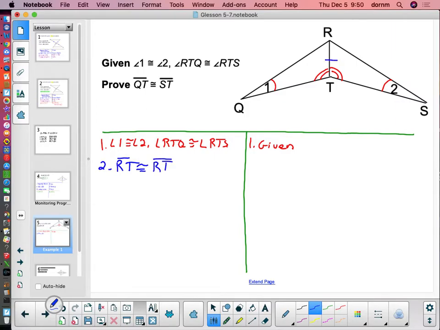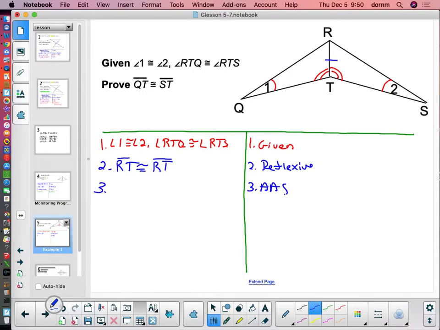Okay. I have three pieces. Do I have a shortcut? Oh, by the way, what was the reason there? Reflexive. I count angle 1, angle 2, the two angle T's, and the segment. So which shortcut do I have?